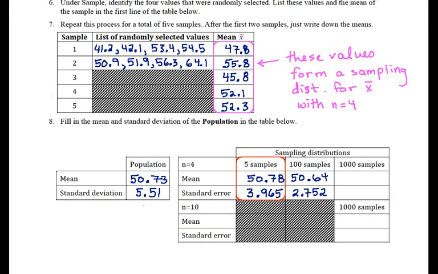It's a little early yet to start commenting on the trends that we see in these numbers, but we can observe that the means all look pretty close to the same, right? We started with a population mean of 50.73, and my 2 sampling distributions both have means that are pretty close to that. We'll comment on what's going on with the standard error after we've seen a little bit more.